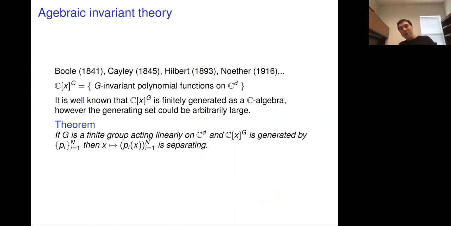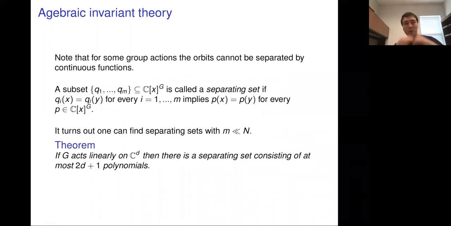The one drawback here, though, is this capital N. The number of polynomials in the generating set can be really big, even for fairly simple looking group actions.